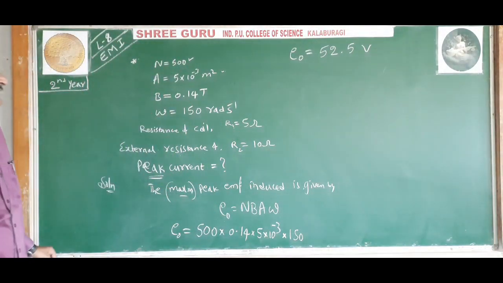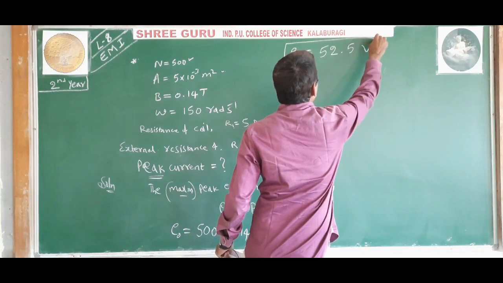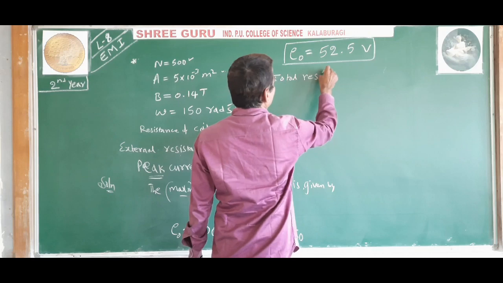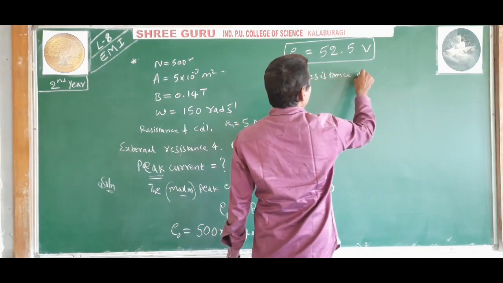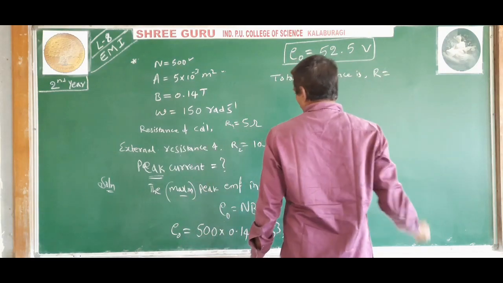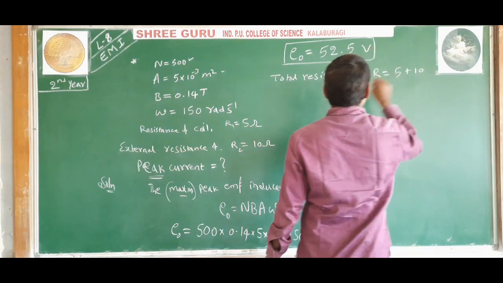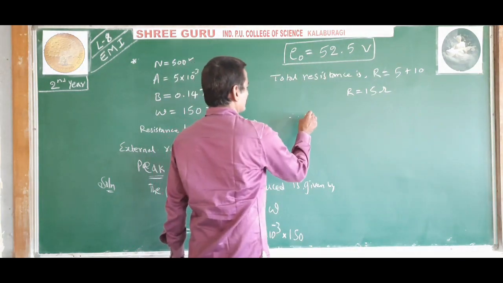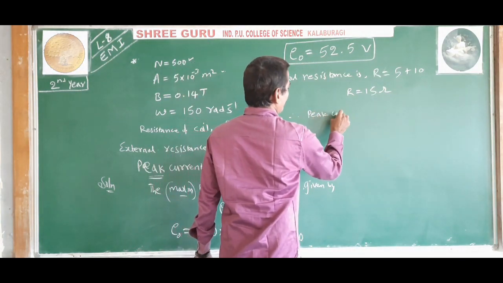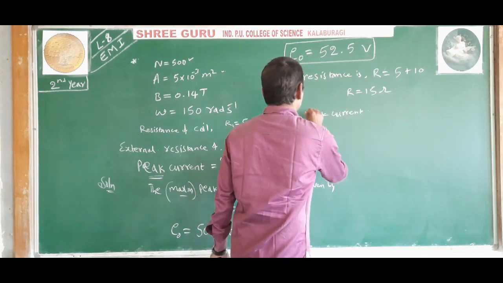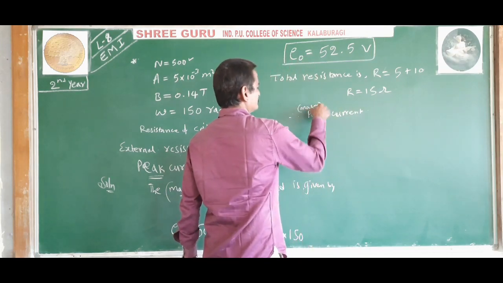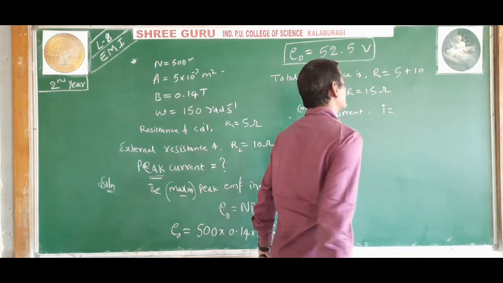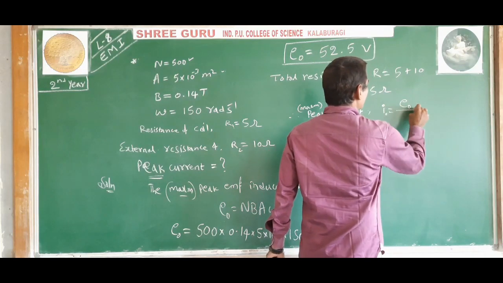So now this is the maximum EMF induced, and now the total resistance R is equal to 5 plus 10, so R is equal to 15 ohm. Therefore the peak current, or maximum current, peak is nothing but maximum current, that is I naught. I naught is equal to E naught divided by R.